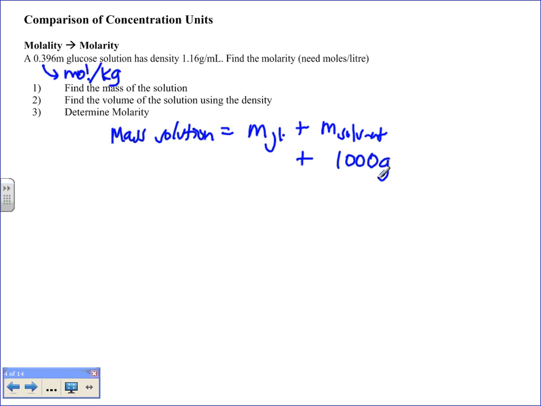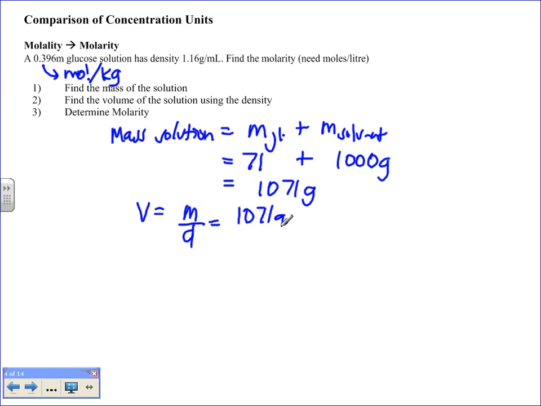For the mass of the glucose, we know that we've got 0.396 moles of the glucose, so we're going to multiply by the molar mass of glucose, which is 180.2, and we're going to find that we've got 71 grams of glucose. So the mass of this solution that we're dealing with is 1,071 grams. Because we know the density, we can find the volume of the solution by taking the mass and dividing by the density.